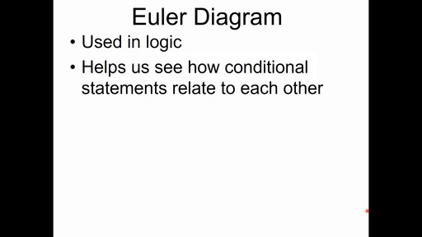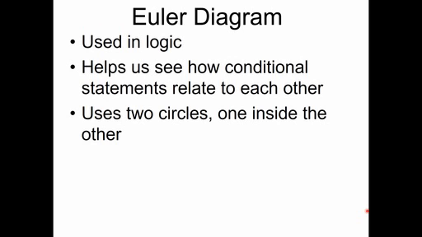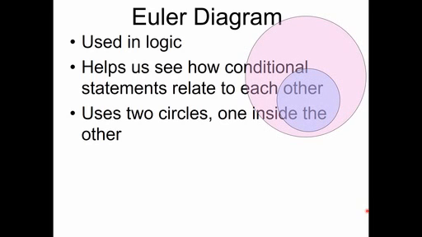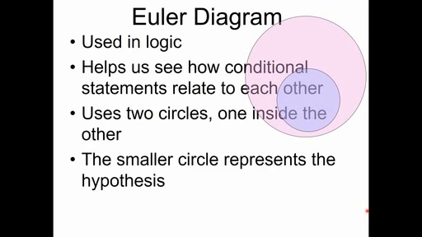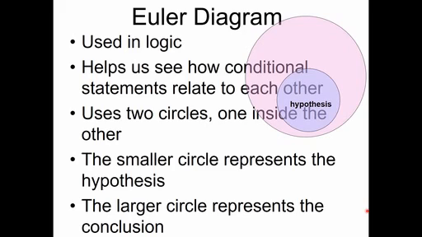So we introduce something new here now. An Euler diagram is the way that's pronounced. Looks like Eul-er, but it's Oi-ler, an Euler diagram. We use it in logic, and it helps us to picture how conditional statements relate to each other. In those, we use 2 circles, one inside of the other. Maybe you've seen something like this before in your math. The smaller circle represents the hypothesis, and the larger circle is the conclusion, up here.